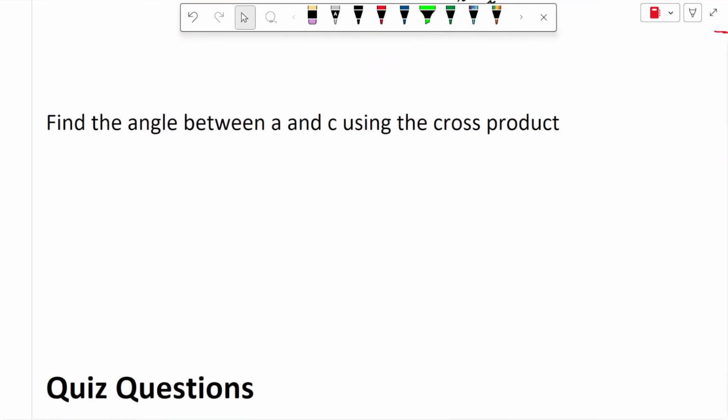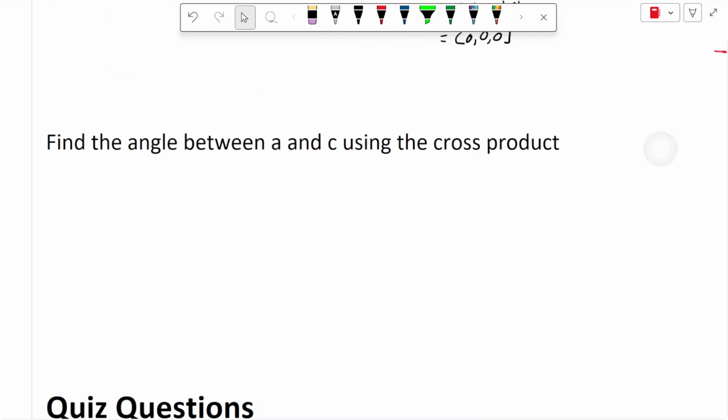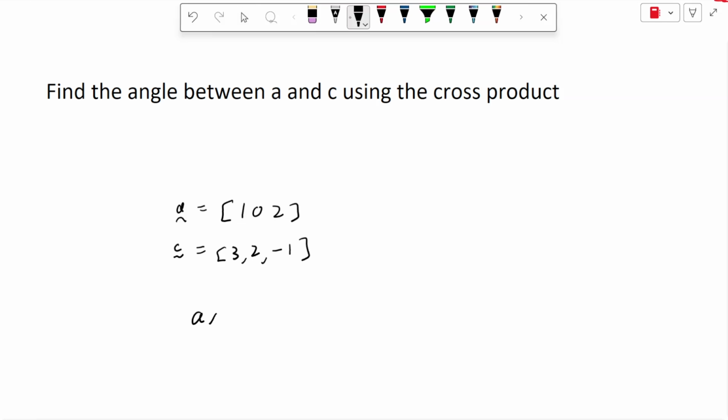Okay. Find the angle between A and C using the cross product. So A is (1, 0, 2) and C is (3, 2, -1). Now, I'm a little bit cheeky when I calculate the cross product sometimes. I don't bother writing it out in a big determinant most of the time. I just write the two vectors above each other, and then I can imagine I, J, and K up there and doing its thing.